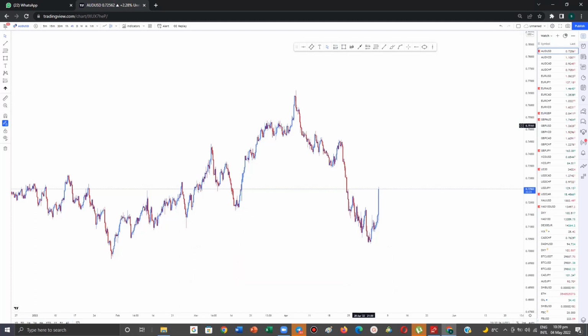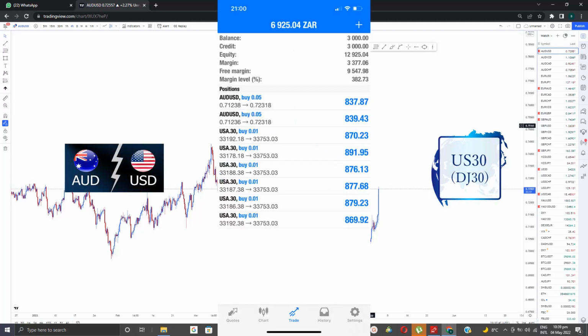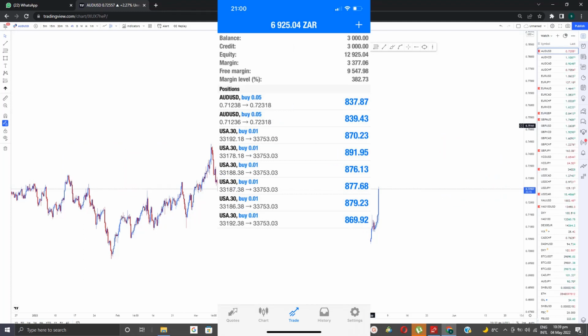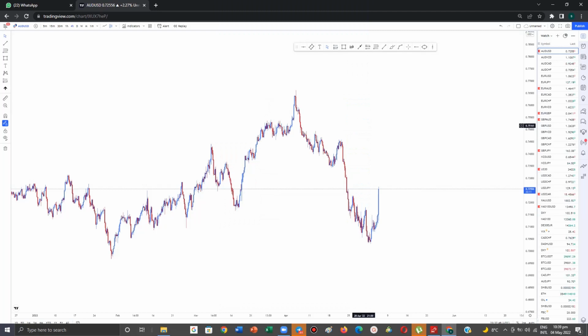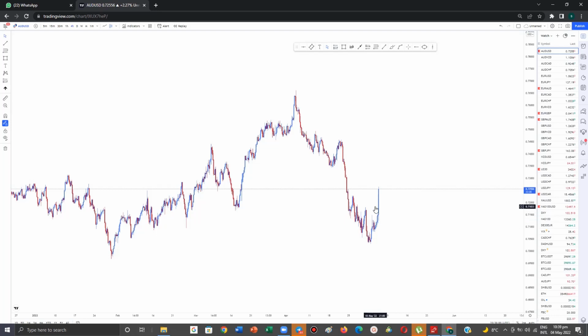All right. So today I'm going to show you guys how I analyzed AUD USD as well as US 30. I took these trades. AUD USD I took it today, and then US 30 I was holding from yesterday. Right. So there was FOMC today. That is why you are seeing this move, and it was very helpful for the setups. Okay, let's analyze AUD USD.